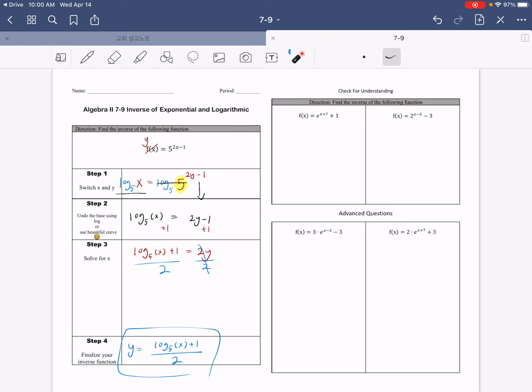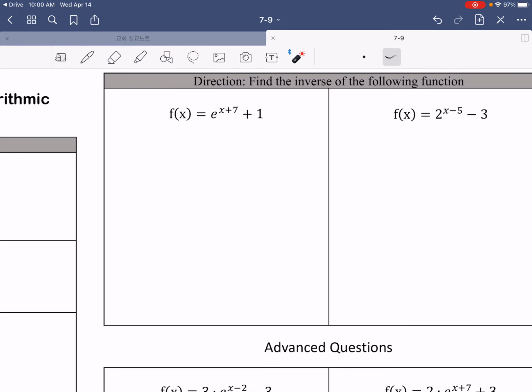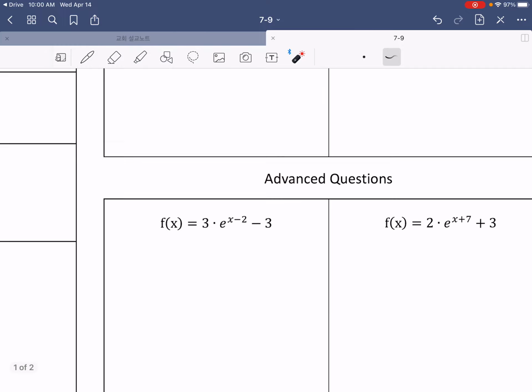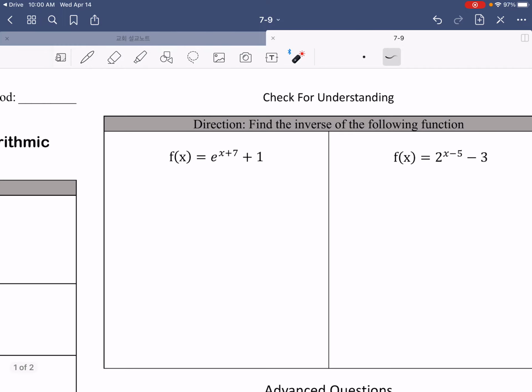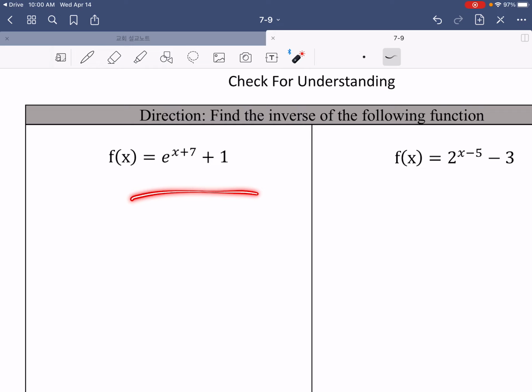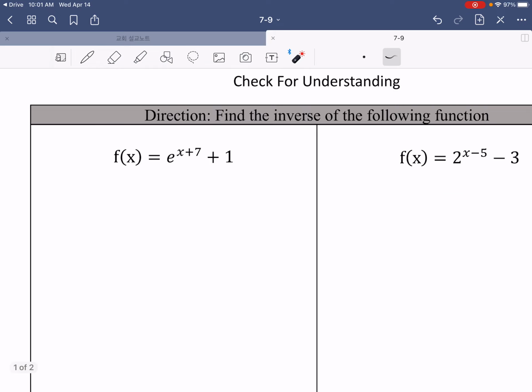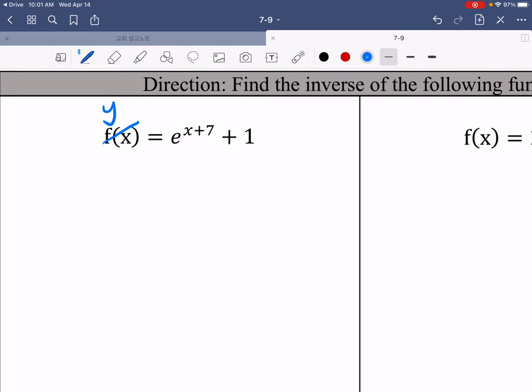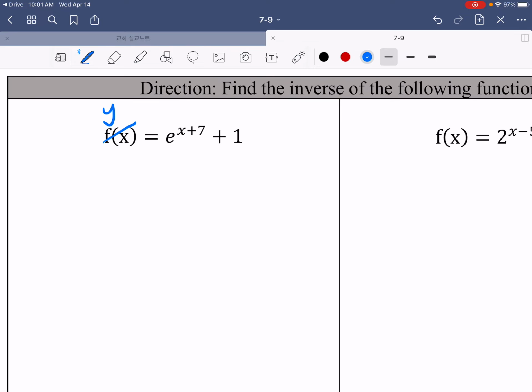And that's it. This is the inverse version of this exponential, which makes sense because this is exponential, this is logarithmic, okay? So let's try these questions. Let's check your understanding. I will go over this question. You're going to do this question by yourself, okay? So first step is always switch x and y, right?